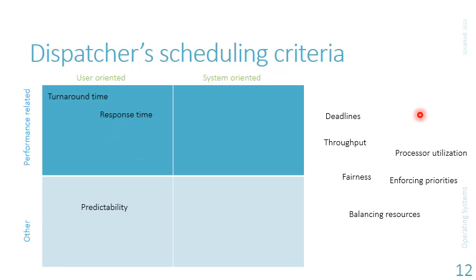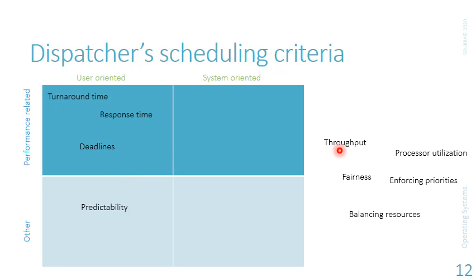Deadlines, we're going to get back to deadlines. So predictability, well, it's definitely user. Remember, I want to play a game and I want the loading to be the same yesterday, today and tomorrow. So it's not per se performance, however it would be nice to know. So predictability would be user oriented and other. Deadlines, it's here for sure.